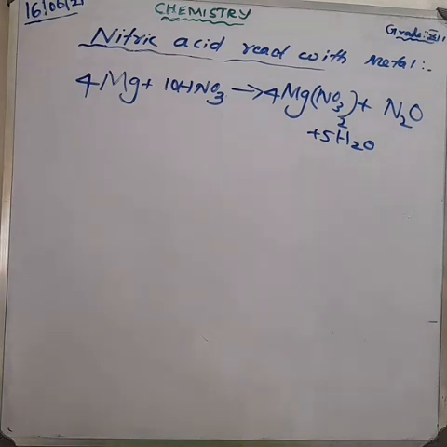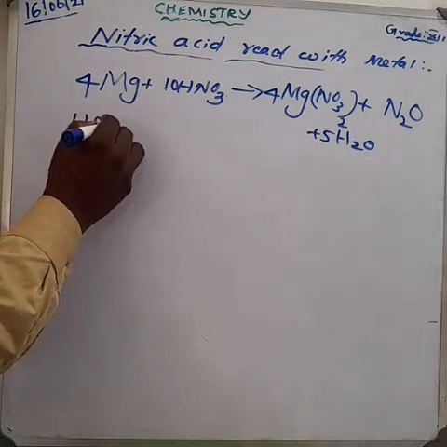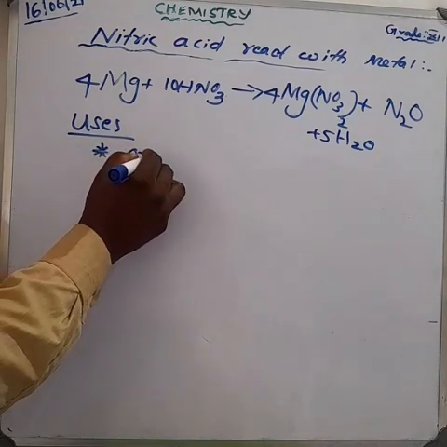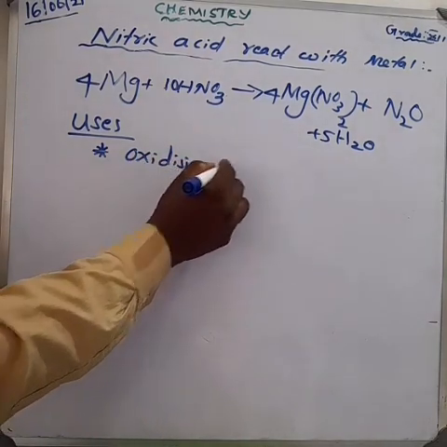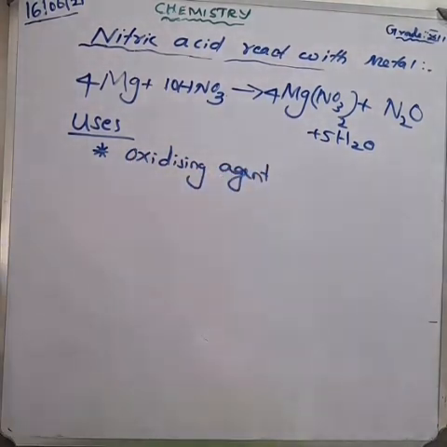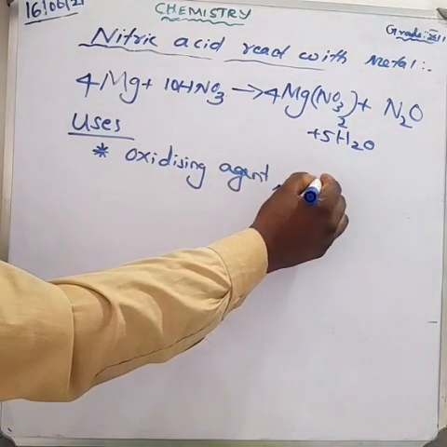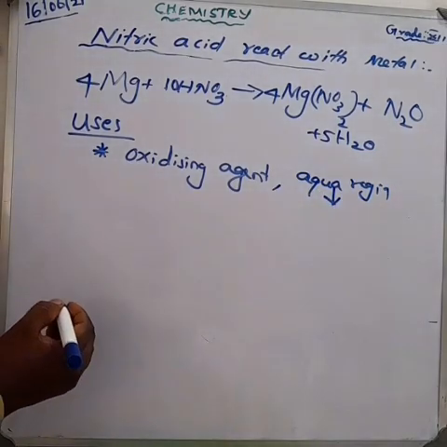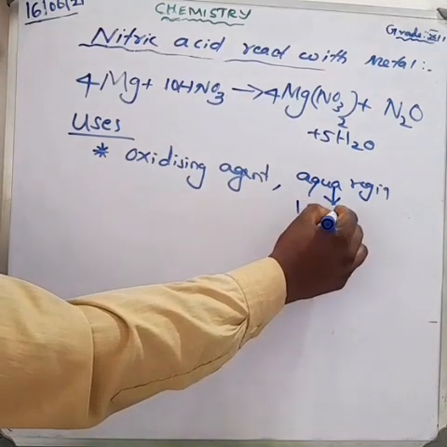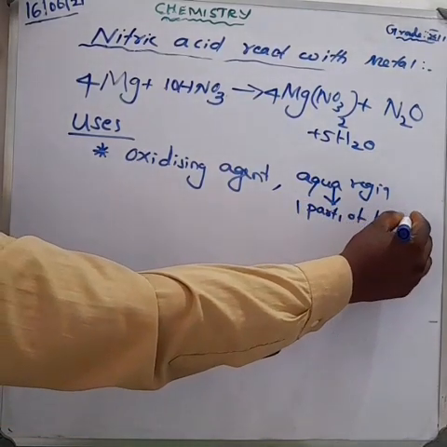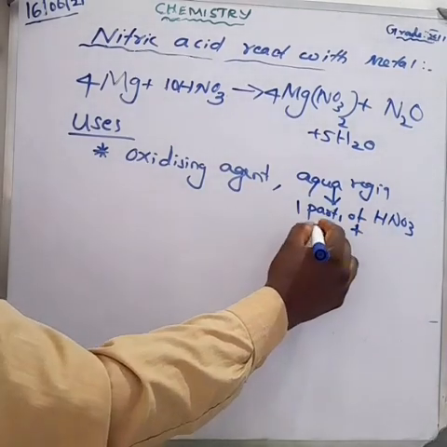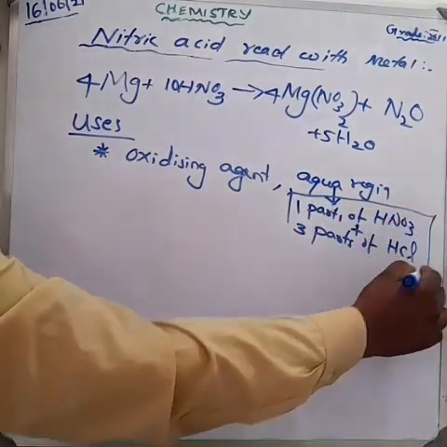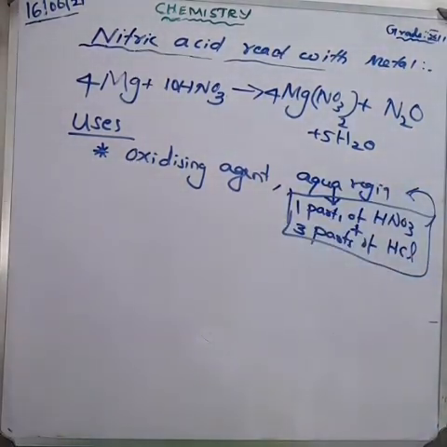Next, the uses of nitric acid. The first use is as an oxidizing agent. And one more point: in the preparation of aqua regia. Please note, aqua regia means 1 part of nitric acid plus 3 parts of hydrochloric acid. This mixture we call aqua regia.